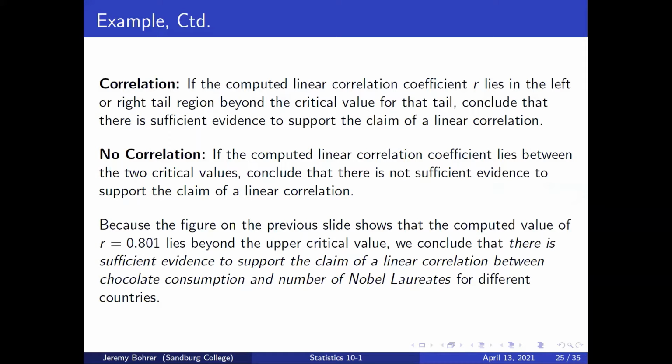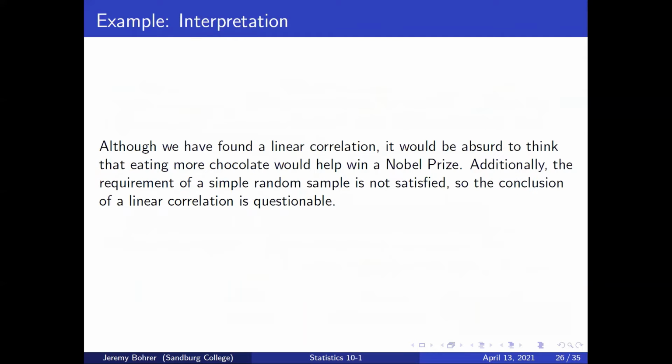Because the figure on the previous slide shows that the computed value of R equals 0.801 lies beyond the upper critical value, we conclude that there is sufficient evidence to support the claim of a linear correlation between chocolate consumption and number of Nobel laureates for different countries.